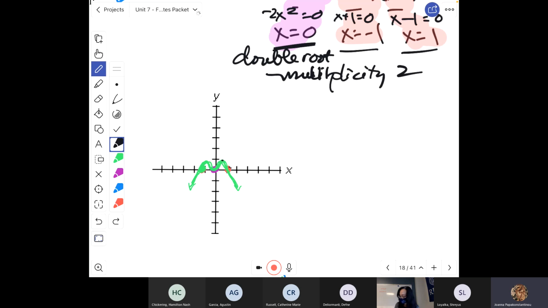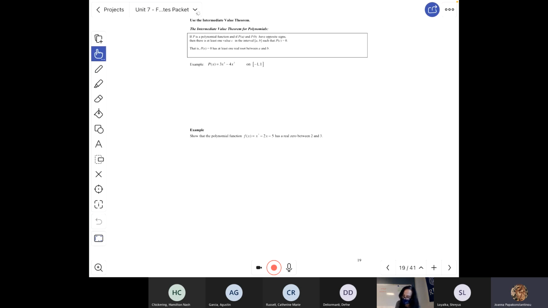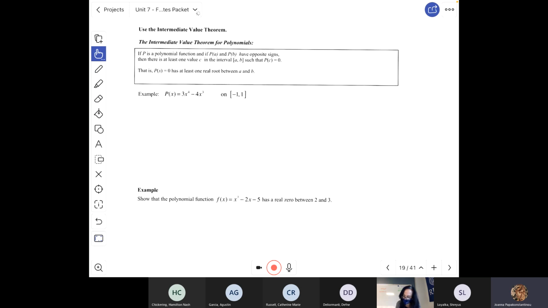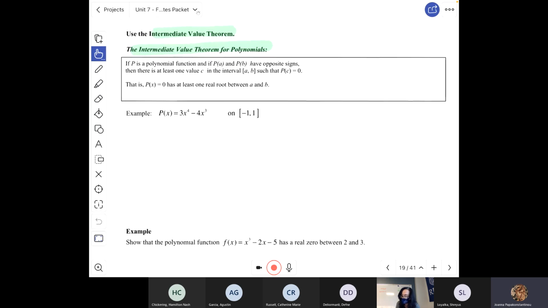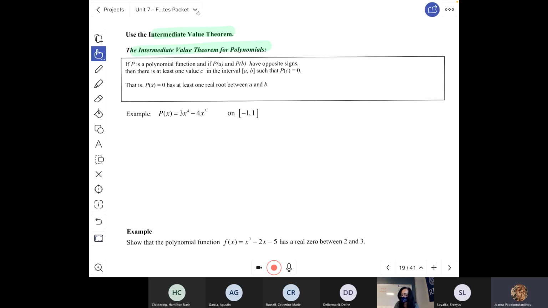Yes? Okay. There's a theorem, the intermediate value theorem for polynomials. If P is a polynomial function, and if P of A, so P evaluated at some input A, and P evaluated at another input B, have opposite signs, then there is at least one value, we call it C, in between those two values, A and B, in that closed interval, such that the polynomial evaluated at that value in the interval has to be 0.